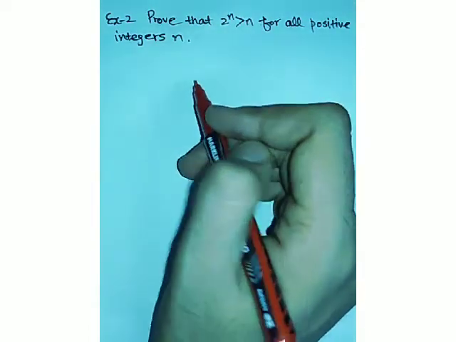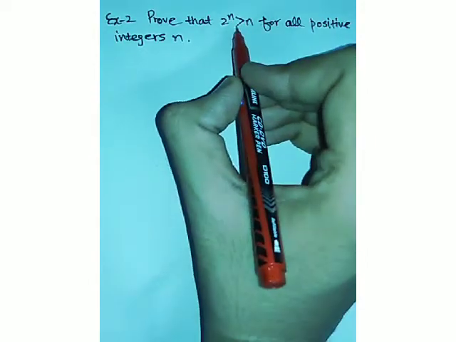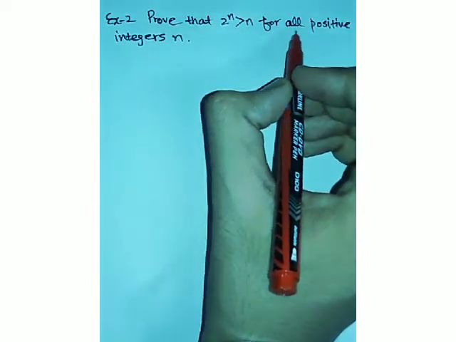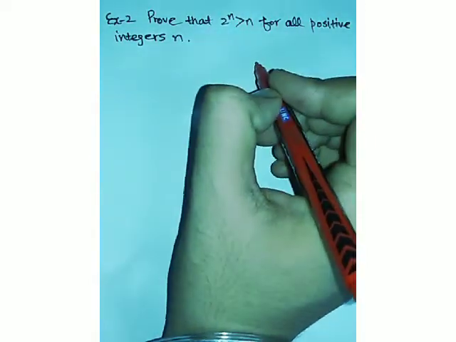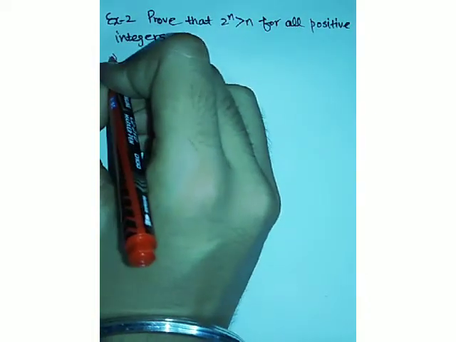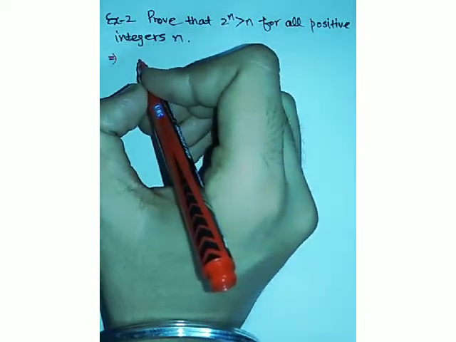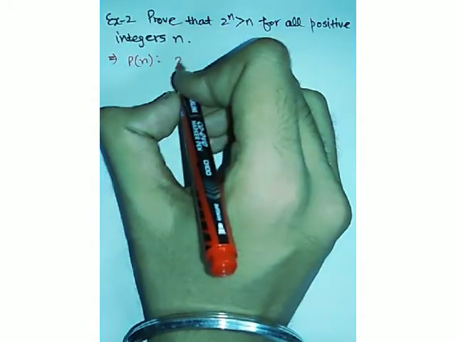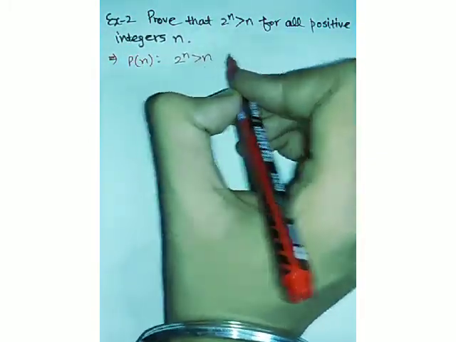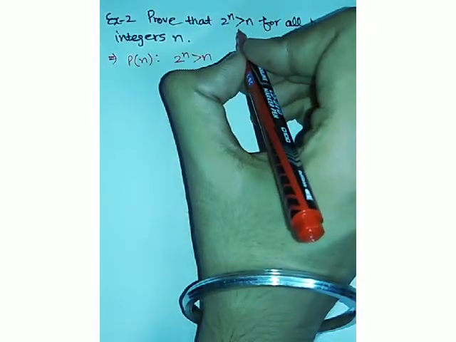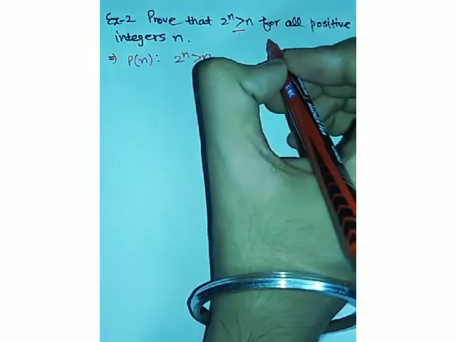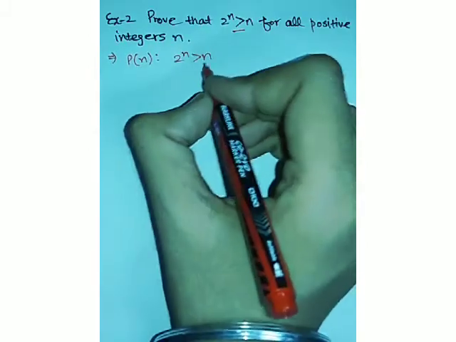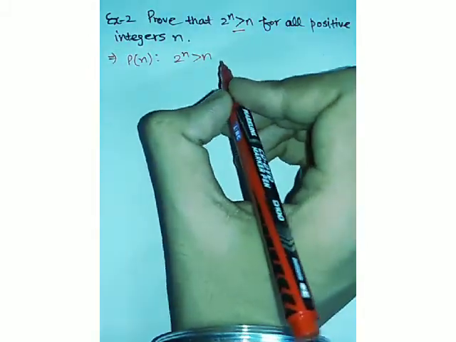This is our second example. We have to prove that 2 raised to power n is greater than n for all positive integers n. So firstly, we'll follow the same steps that we have just followed in our first example. Firstly, let p of n be 2 raised to power n greater than n. Now it's a statement which involves an inequality, not an equality, so we'll solve it that way.